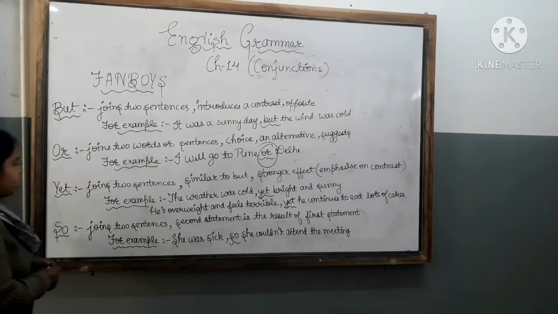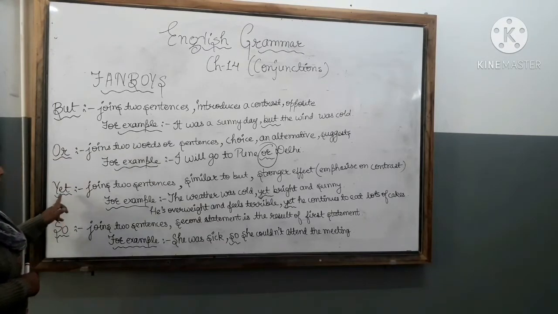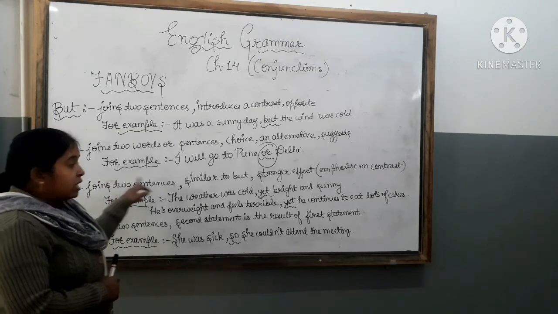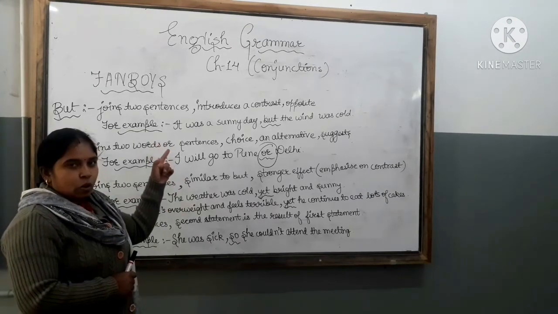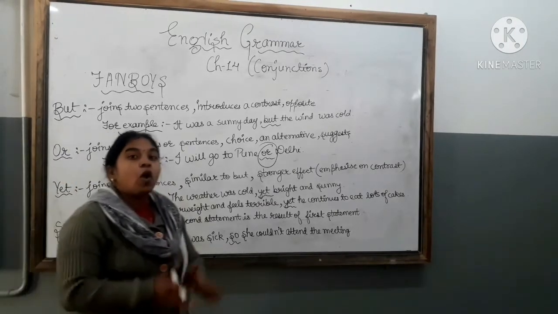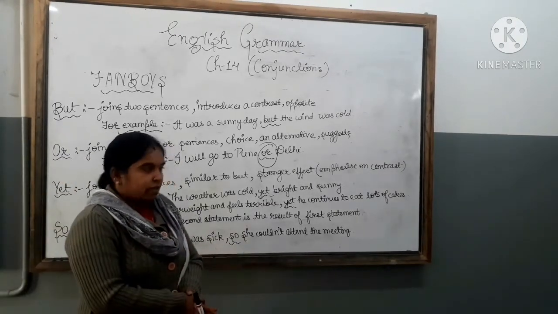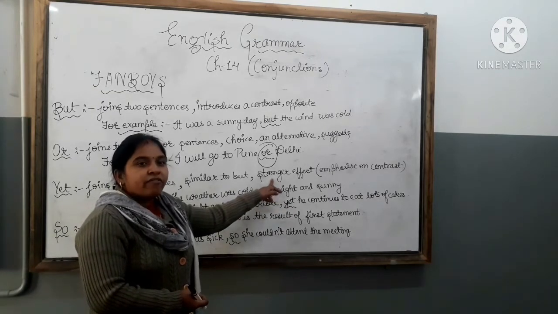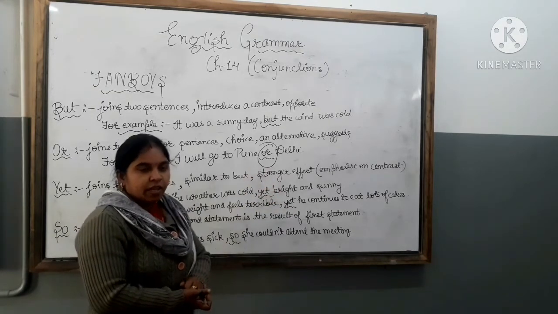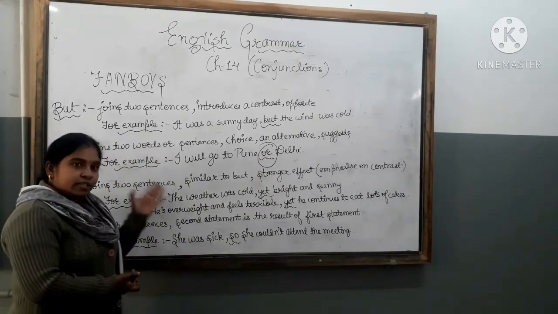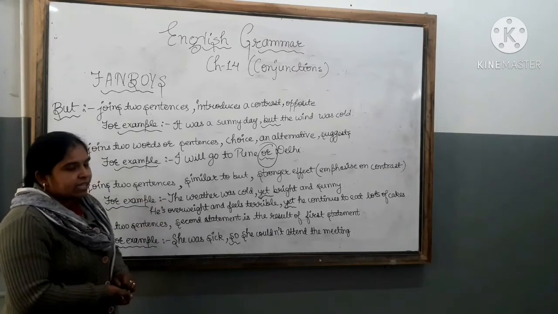Now next is yet. Yet we use to join two sentences. It is similar to but. But here we emphasize more on the contrast, the stronger effect. The stronger effect is on the contrast in these sentences. You will easily understand this yet conjunction with the help of examples.